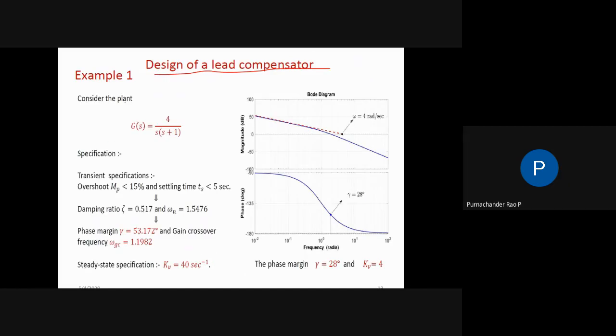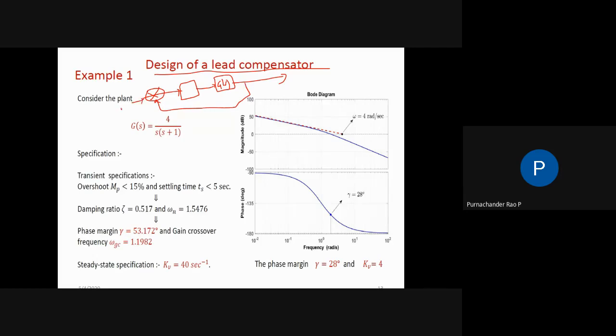Let us see how to add this. Consider a plant which is given by G of s. This is your compensator normally, and this is your system, the plant G of s, and this is your output. There is an error detector here, and it is a unity feedback system.